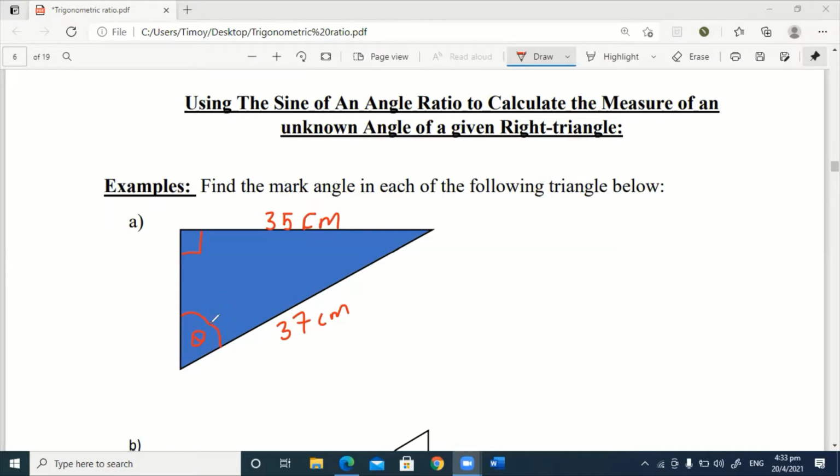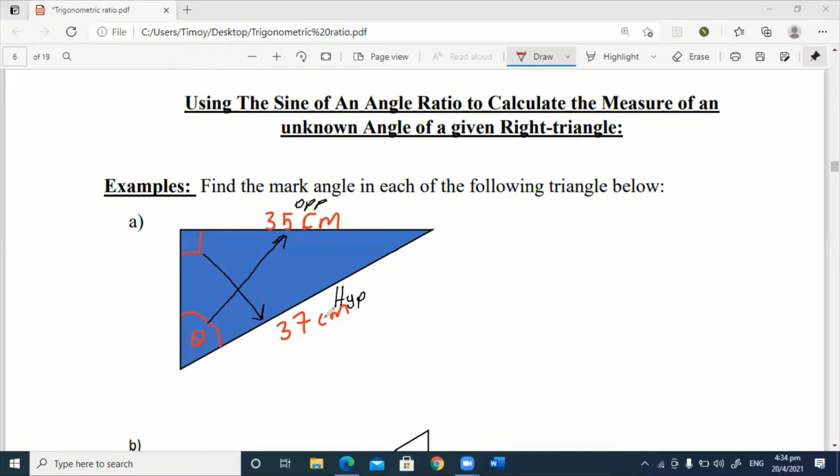So the first step is to label your triangle according to angle theta, which is in question here. If you draw a line from angle theta going to this side, it will take you up to where 35 centimeter is. And you will note that this side would work out to be what we call the opposite, because it is opposite to this angle. If we draw a line from this 90-degree measurement, it will take us to this side where 37 centimeter is, and that would be the hypotenuse.